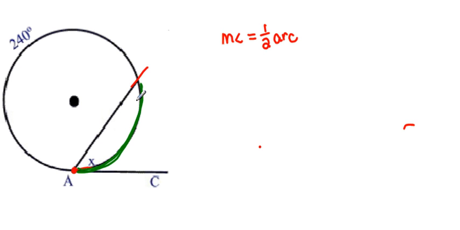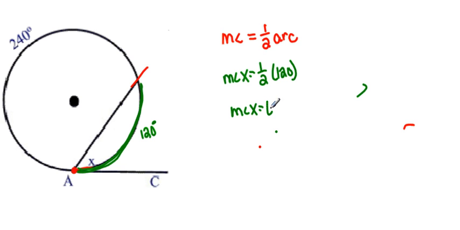So the arc is going to be that green arc right there. I don't know its measure, but I do know that all the way around the entire circle has to be 360 degrees. So if this part over here makes up 240, I know that the green arc must make up 120. So now the degree measure of angle x has to be half of the arc that it intercepts, or half of the 120, or in other words, 60 degrees.